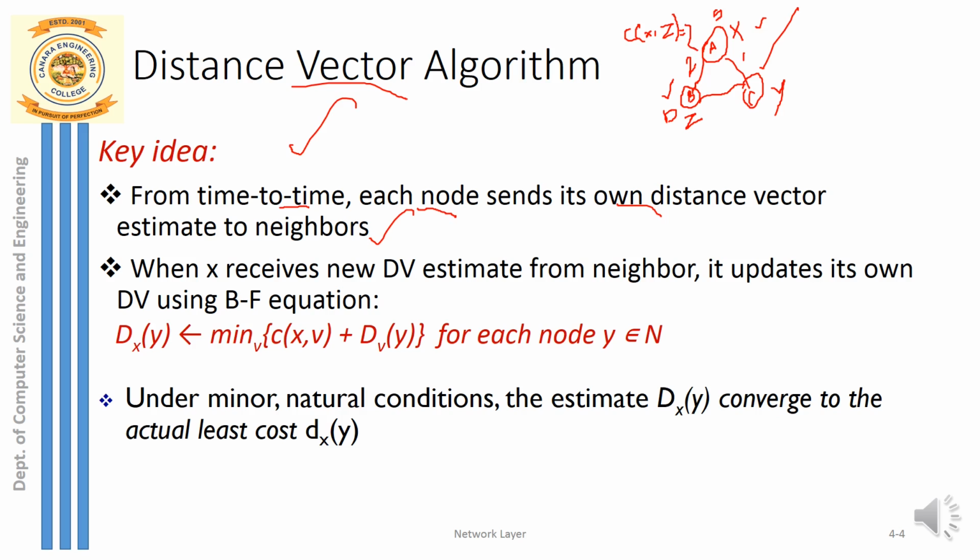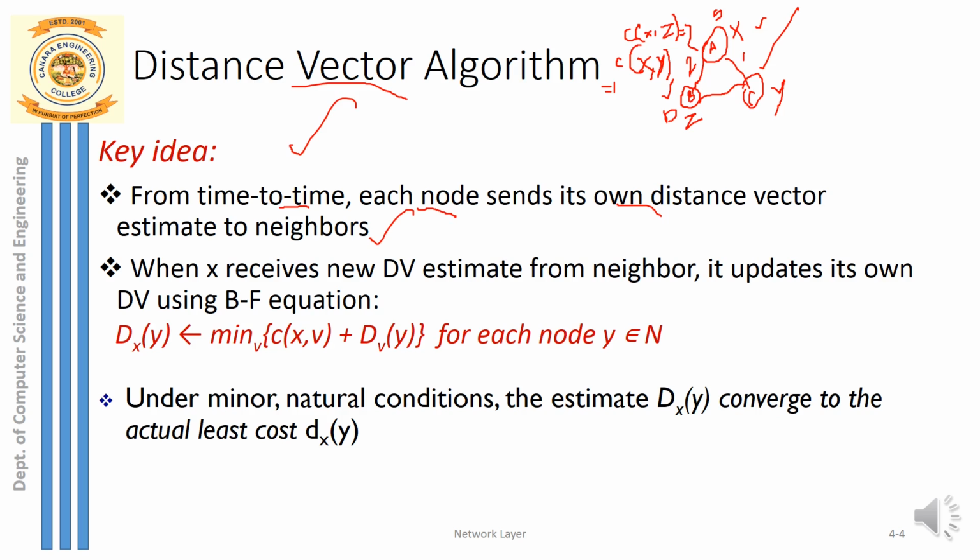Similarly, one more cost: the cost to reach from the source node X to its neighbor. One of the neighbors of node X is Y. So what is the cost given there? It is given as 1. So these are the two costs which should be known to source node X.